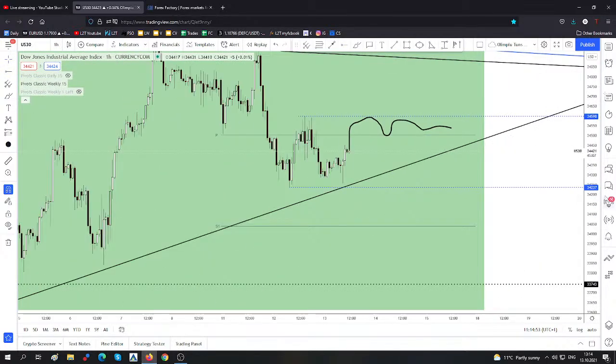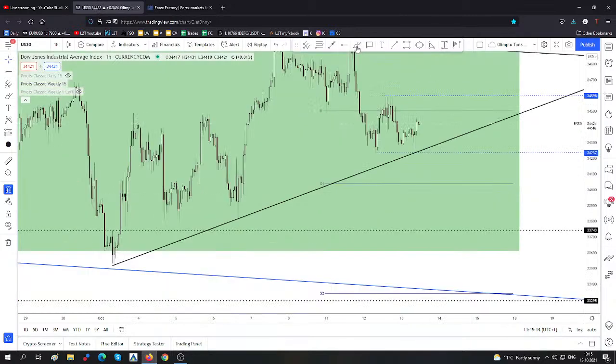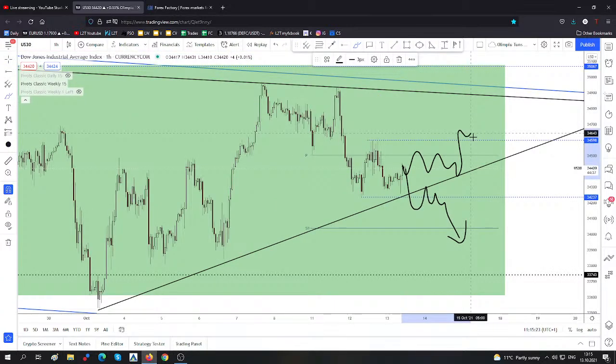So it's trapped here between 34,237 and 34,598, something like a sideways movement. Maybe a new higher high here could signal potential growth, and maybe a new lower low, a valid breakdown here, could signal a potential drop. Or something like this. A new higher high could bring us something, but I told you I'll keep an eye on US30, on US100, on US500, and if I have something, I will come back to you guys.